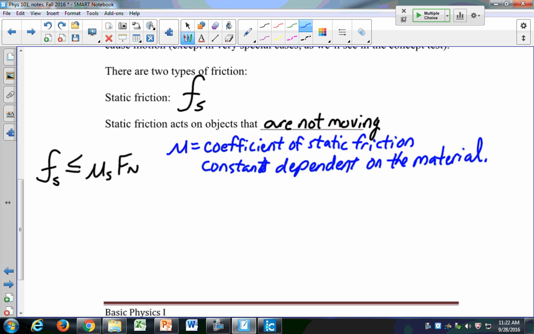In fact, it's actually dependent upon two types of material. So if you have, say, rubber and asphalt, there's a certain coefficient of static friction between those two surfaces. On the other hand, if you have metal and ice, those are two different surfaces, and they have a different coefficient of friction. Which would be bigger, the rubber on asphalt or the metal on ice? Rubber on asphalt has a much bigger coefficient of friction. That's why we use rubber tires on asphalt roads, because our frictional forces are bigger, allowing us to grip the road better. So this coefficient of static friction is just dependent on the material. And then Fn is just our normal force.